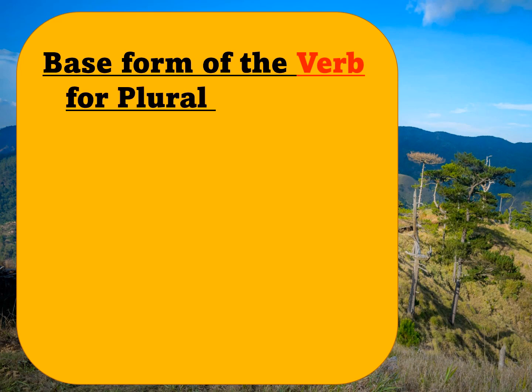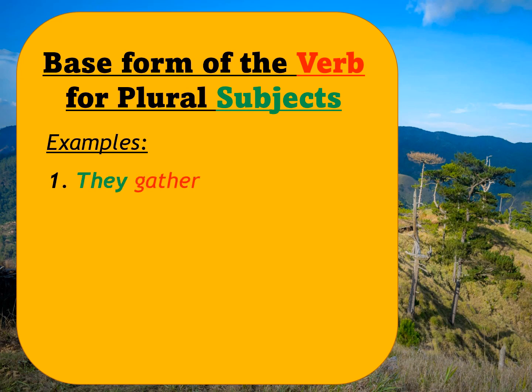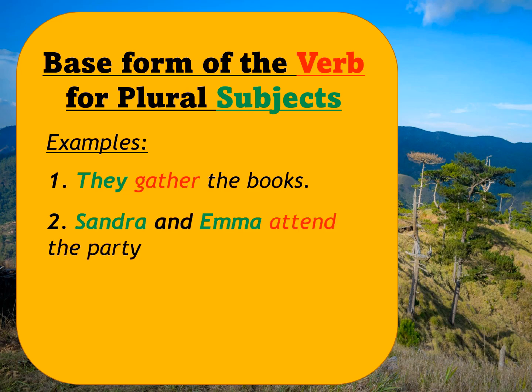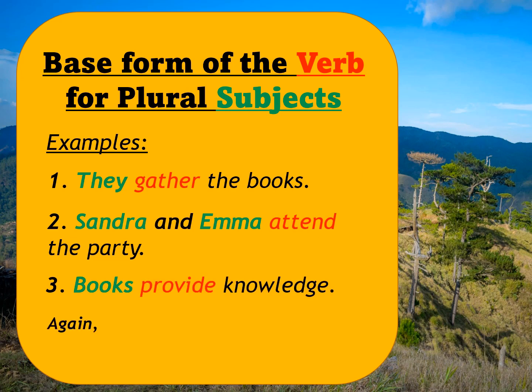Base form of the verb for plural subjects. Examples: number one, they gathered the books. Number two, Sandra and Emma attend the party. Number three, books provide knowledge. Again, this applies to verbs in simple present tense.